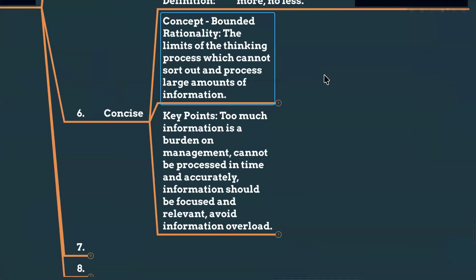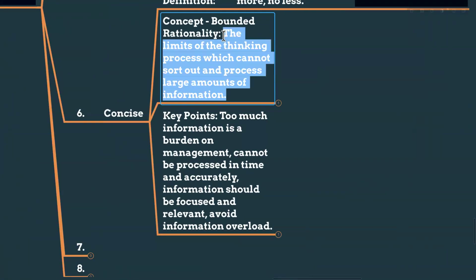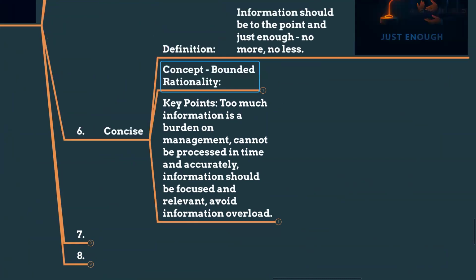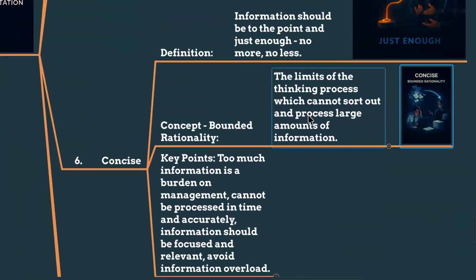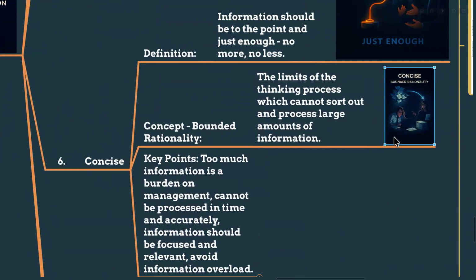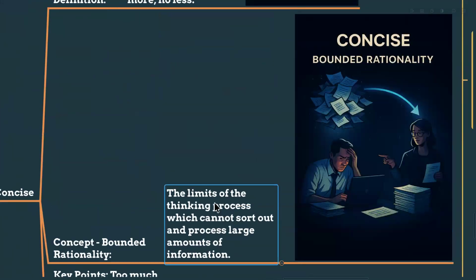So the concept is bounded rationality. There is a concept, my dears: the limits of the thinking process, which cannot sort out and process large amounts of information. Right? If you are having more information, you can't process it. Your brain has limits. You can only process so much information at once. There are some limits in our brain, right?